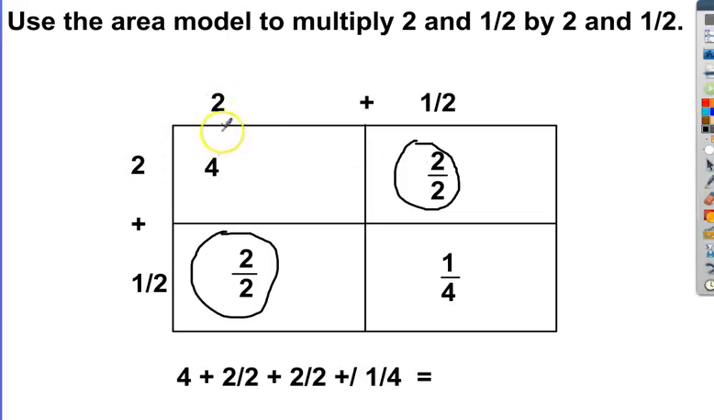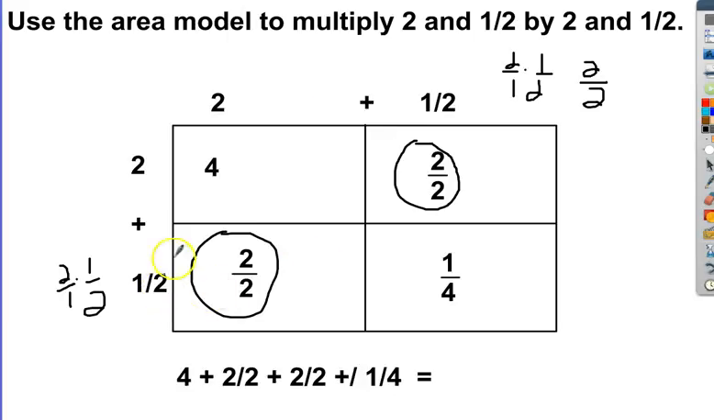I've got 2 times 2 is 4. Now I'm going to multiply 2 times 1/2. And again, if I'm multiplying 2 times 1/2, I'm going to multiply my numerators, 2, multiply my denominators, 2, and I get 2 halves. Now I'm going to multiply 1/2 times 2. Well, again, 2 over 1 times 1/2, and it's still going to give me 2 halves.